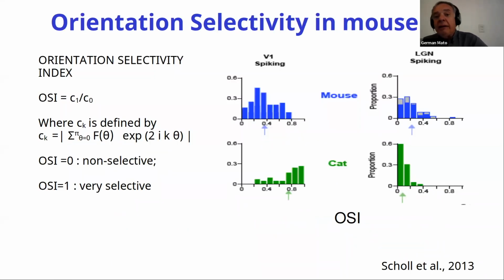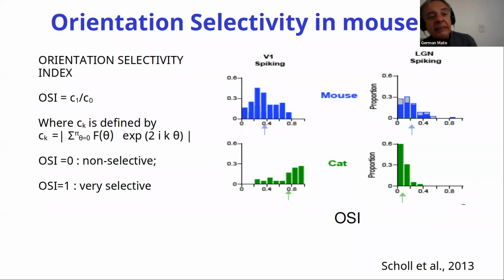Another question is whether, in fact, neurons in mouse or in rat are as selective as neurons in cat or monkeys. For doing that comparison, we need to define a quantitative measure of selectivity. We are going to use the orientation selectivity index.